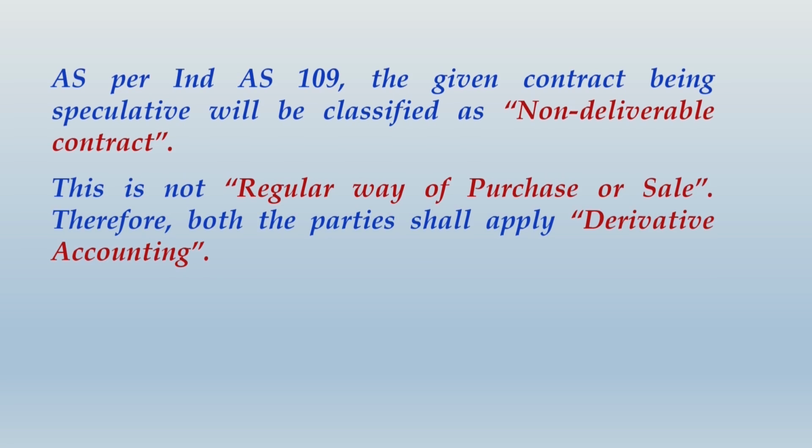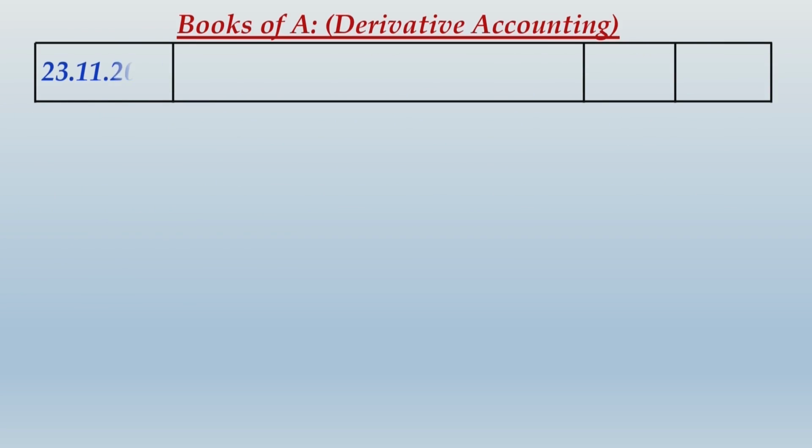Alright friends, you would have finished writing this note. Let us proceed ahead and now record the entries in the books of A under the head derivative accounting, and we first begin with the trade date, that is on 23rd November 2019. As I have explained earlier, no entry shall be passed in the books of A because there is no differential gain or loss arising at the trade date, that is at the date when the contract was entered into. It was neither potentially favorable nor potentially unfavorable for A, and therefore no entry shall be passed.